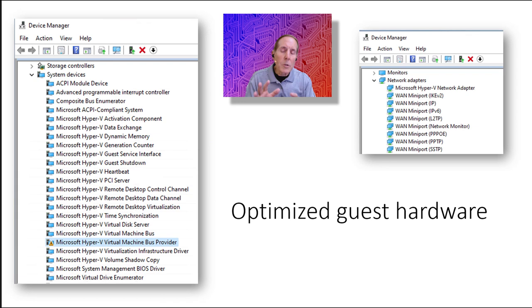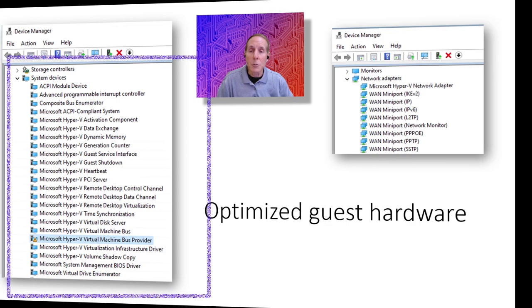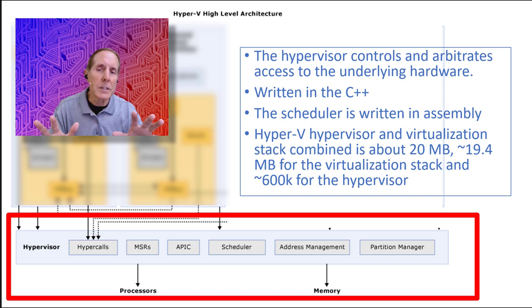We are also going to add very special drivers inside the guest, again, to take advantage of this optimized hardware so that we get the best performance out of our virtual machine. Now, the hypervisor, which is the very bottom layer, controls and arbitrates access to the underlying hardware. That hypervisor is written in C++.